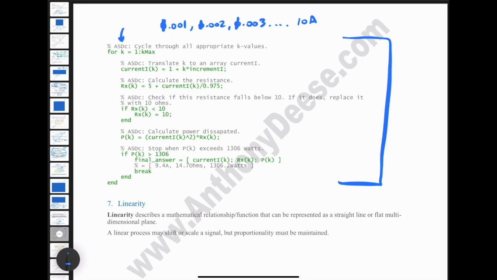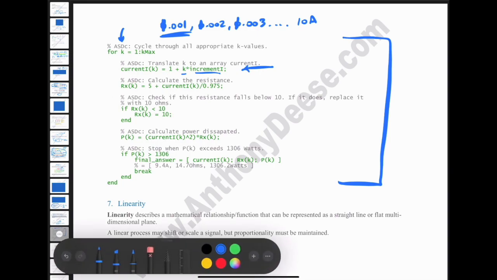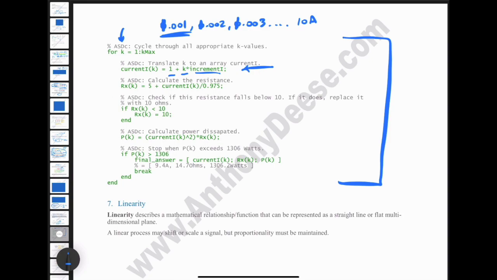Okay, so next we calculate the current value that corresponds to this increment. So it's 1 plus k times increment, hence this right here, right? For the first value of k, we'll have 1 plus 1 times 0.001, which gives us that. So we have our current for this iteration.